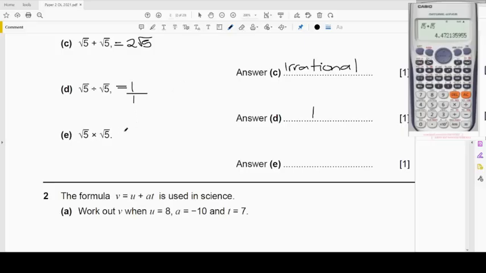And then square root of 5 times the square root of 5. If I were to do it without a calculator, this is the square root of 5 times 5. Both of the 5s come under 1 square root and the multiplication as well. So this would be the square root of 25, and this is just equal to 5. 5, as you know, you can write it as 5 over 1 or even 10 over 2, which is still a fraction. So this is rational.